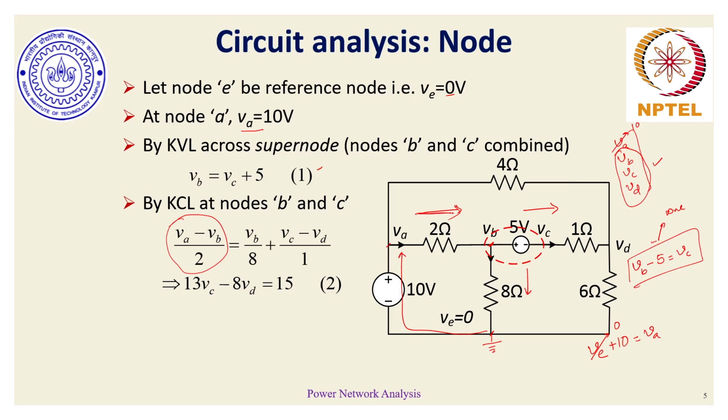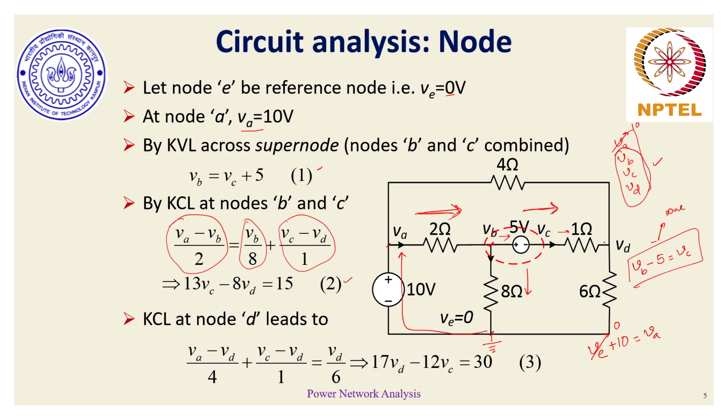Since this is the incoming current, by KCL the sum of currents going out should be equal to the sum of currents coming in. So for the branch B to D, we would have VC minus VD by 1 as the current over here. The same current would also flow through this voltage source. It's not important to find the current in terms of VB, VC, but VC, VD would give us that current. And lastly, we have the last current, which is VB minus VE by 8. VE is 0, so we have VB by 8 only as the last term. If we rearrange terms, we get our second equation.